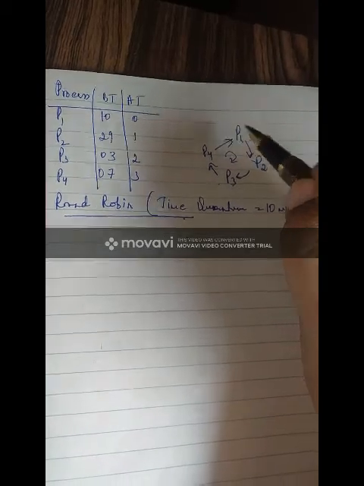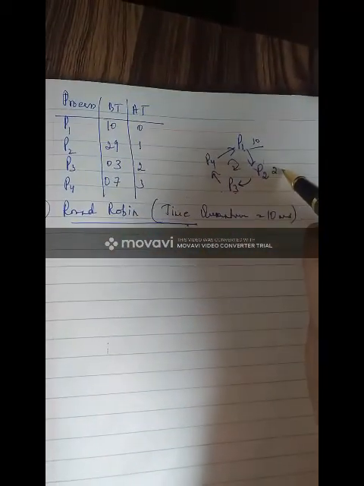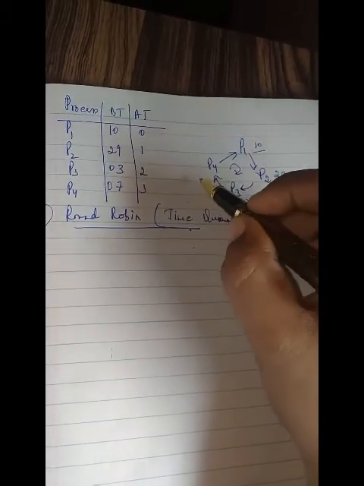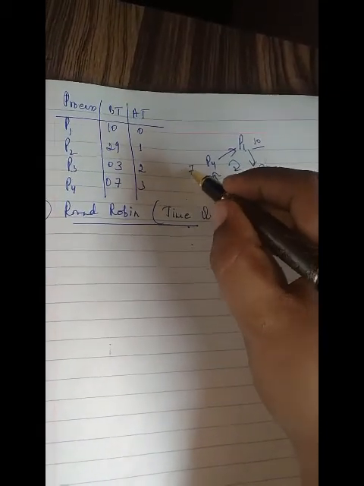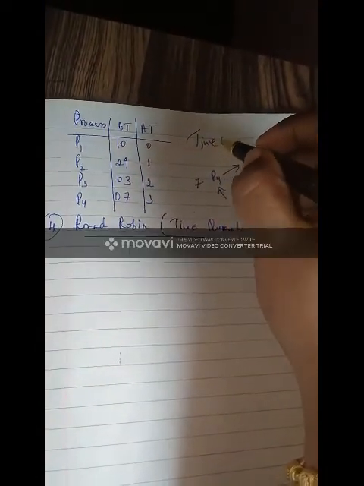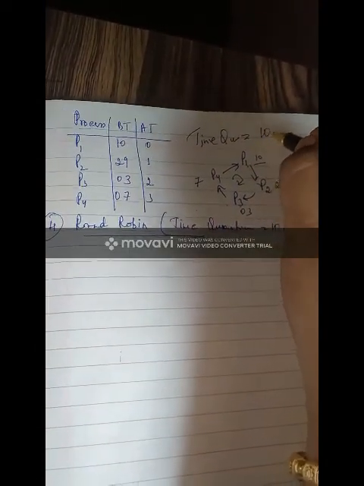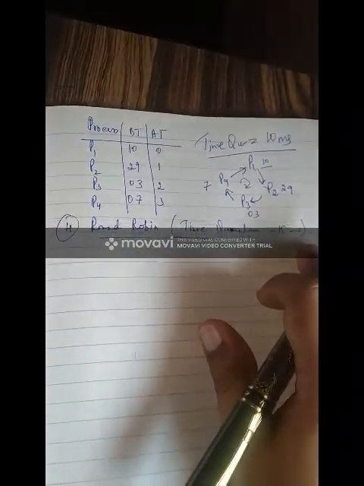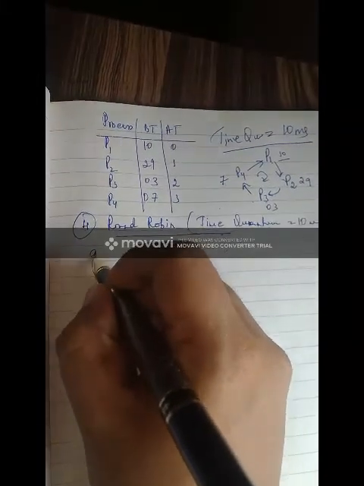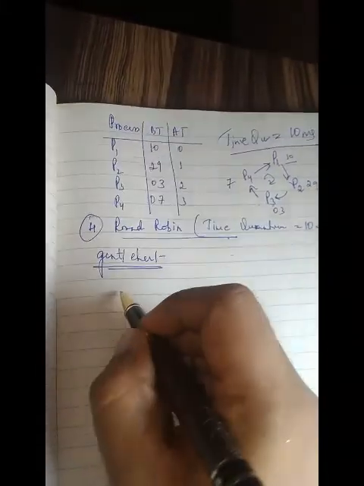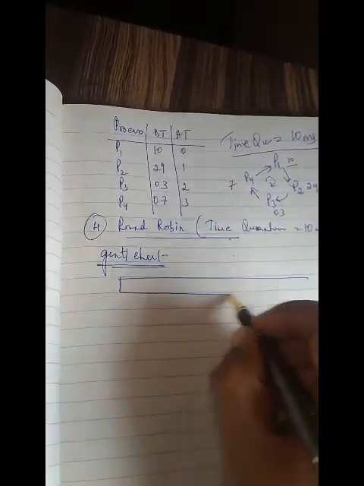So P1 takes 10 milliseconds to complete, P2 takes 29 milliseconds to complete, P3 takes 3, and P4 takes 7 milliseconds to complete. And the time quantum that is given to us is 10 milliseconds. So what is the meaning of this? At a time you can execute for 10 milliseconds. We'll see that in the Gantt chart. So we will begin.